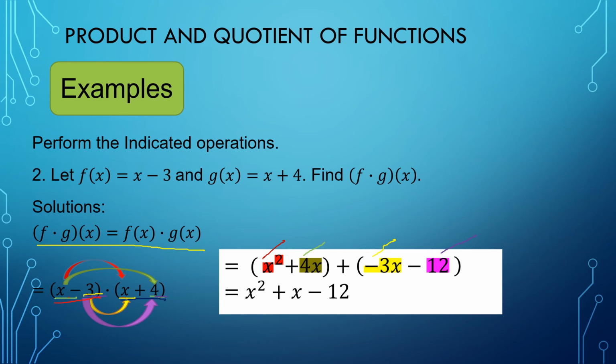So here again, we will add similar terms. Since x squared, walang similar terms with x squared, we will write here x squared. Then 4x minus 3x, since they are similar terms, we have 4x minus 3x, that is 1x or just x. Then bring down negative 12. So therefore, the product of f and g of x is x squared plus x minus 12.